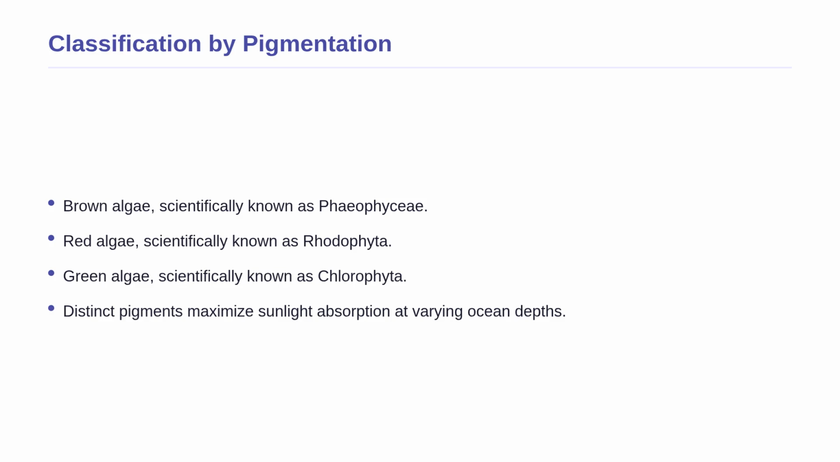Having seen their physical structure, it is important to note that not all seaweeds are the same. Biologists classify them into three major groups based entirely on their pigmentation. We have the brown algae, known scientifically as Phaeophyceae, the red algae, called Rhodophyta, and the green algae, or Chlorophyta. Why does color matter? These distinct pigments are evolutionary adaptations. They allow different types of seaweeds to absorb sunlight efficiently at varying depths in the ocean, maximizing their ability to produce energy, no matter where they are anchored.